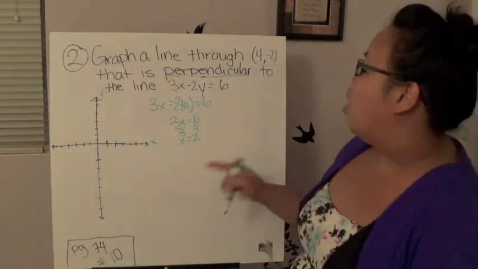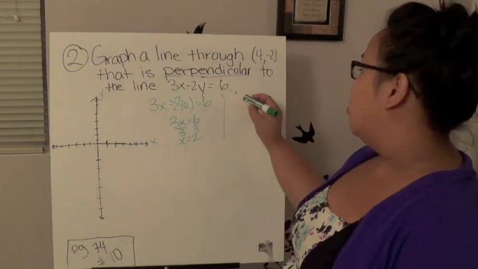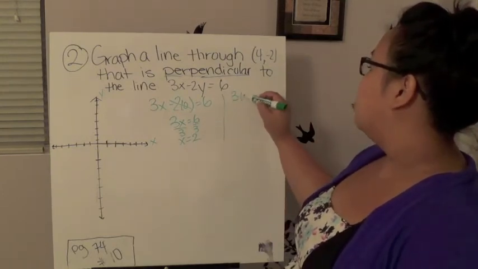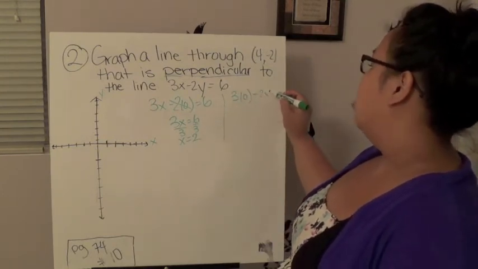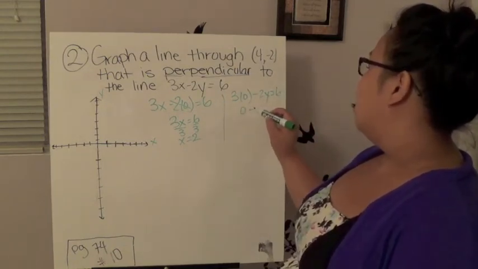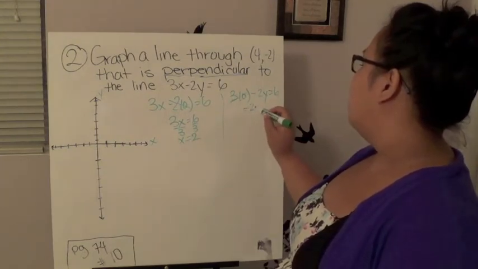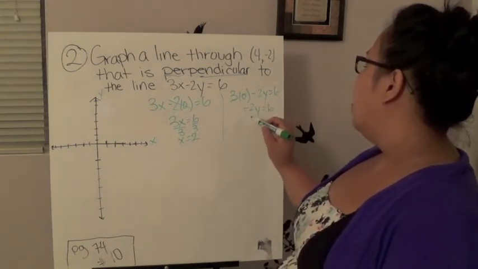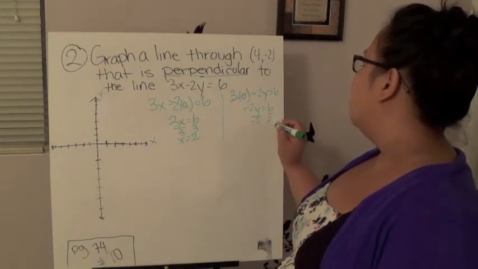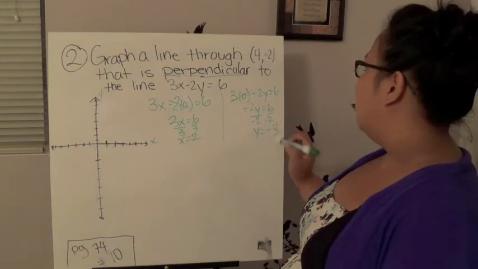Now I do the same thing on this side, but I want to find the y-intercept. So this tells me that I have to put a 0 in for x. So I have 3 times 0, which is 0, and this cancels out, we can just forget that. So we end up with negative 2y equals 6, and we divide both sides by negative 2, and we get y equals negative 3.